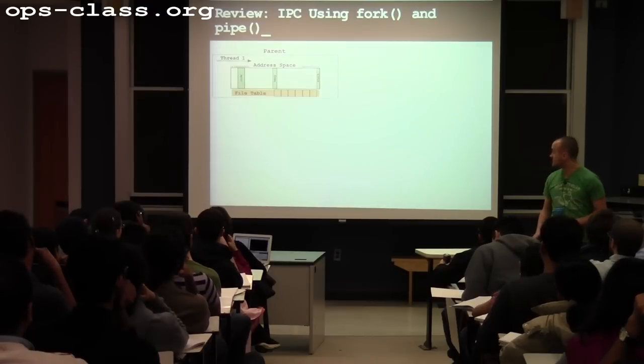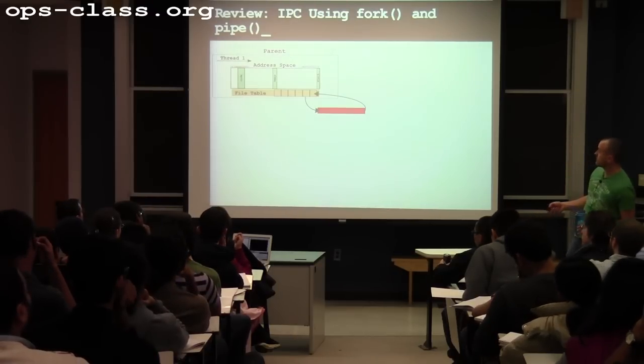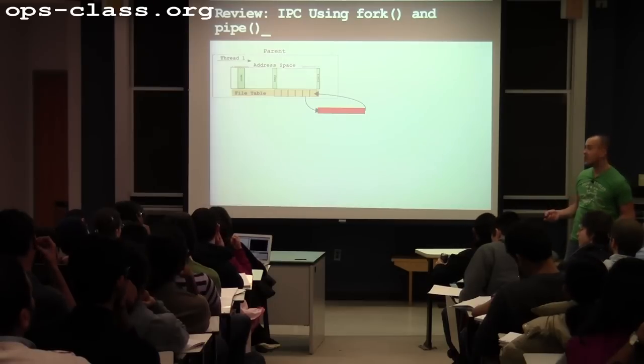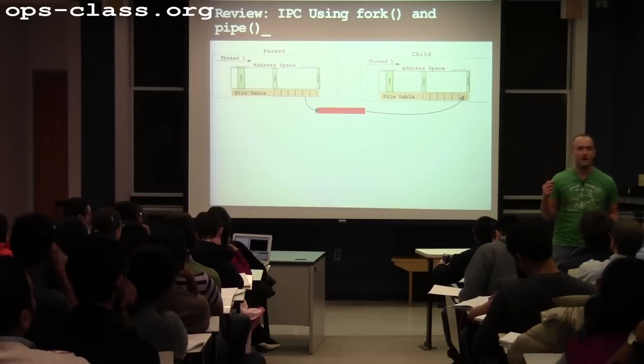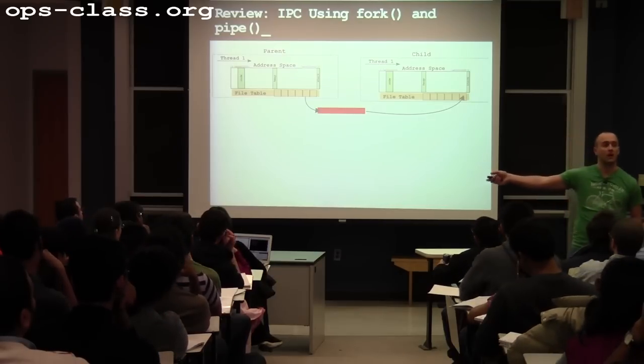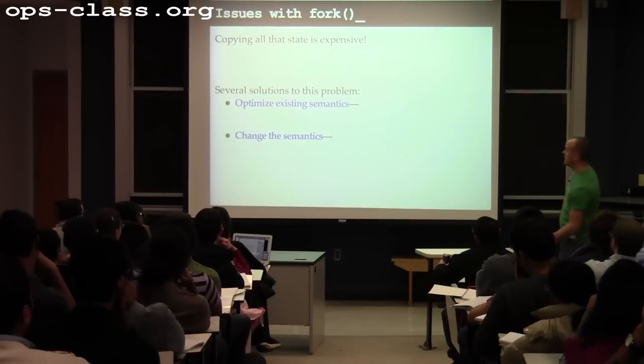All right, just a brief overview of how we created this IPC mechanism using fork and pipe. I create a pipe, I call fork, and then the parent and child close the ends to create a unidirectional way to communicate between the two processes, right? I'm trying to be faster with the review this year.